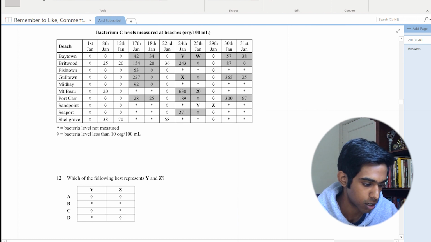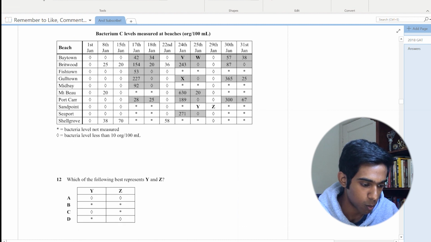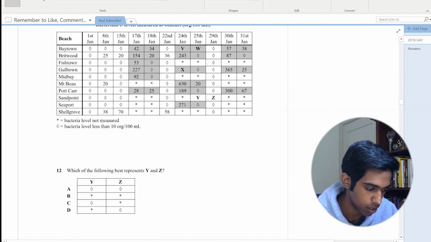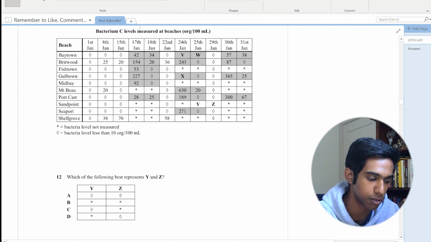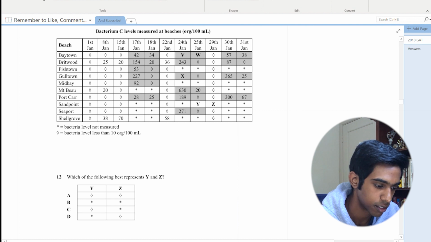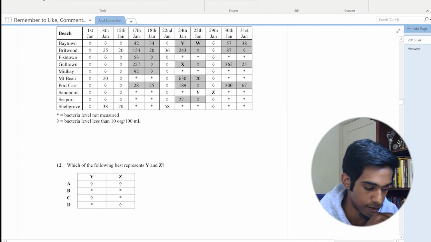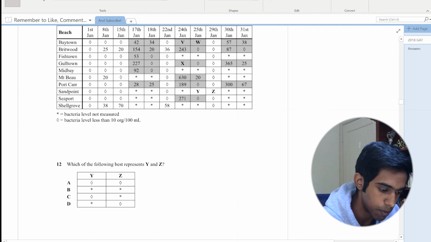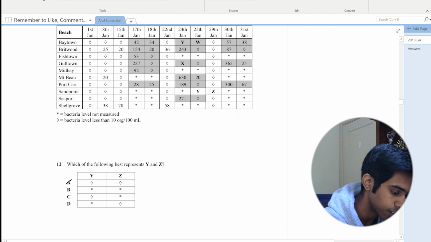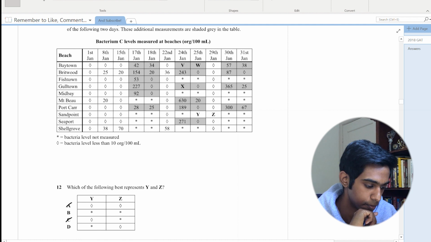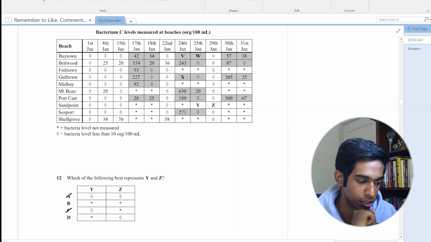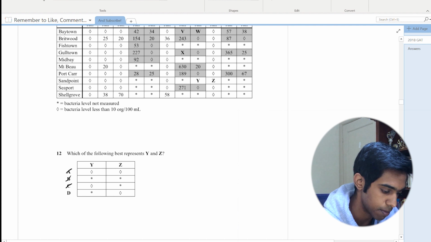So Y would probably be, so it's very likely that Y would be not measured because it wasn't measured on the 24th, so it's not going to be measured on the 25th as well. So then that will probably be one of these, an asterisk, and so that can cross out A and C. And then Z is very likely to be, it's not going to be not measured because they measure it every week, so it can't be B, it's going to be D.